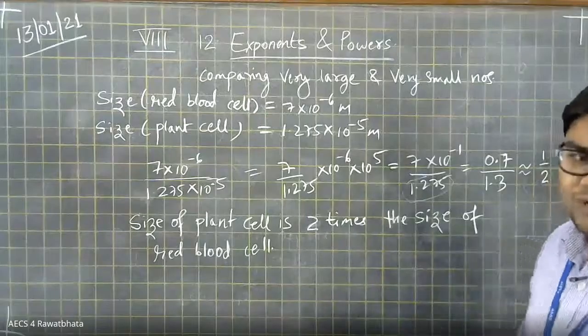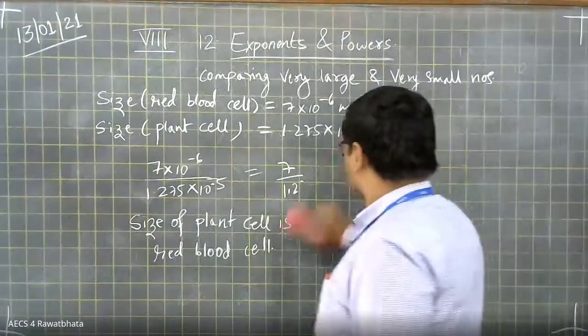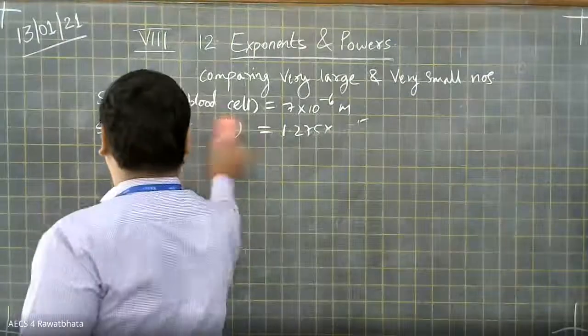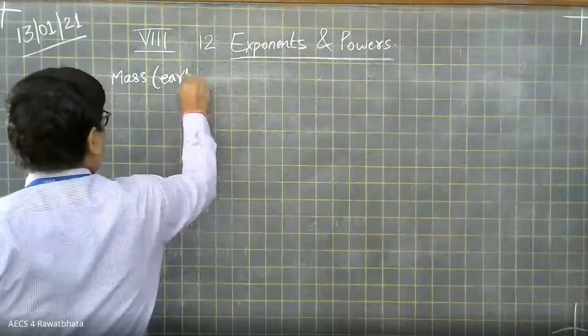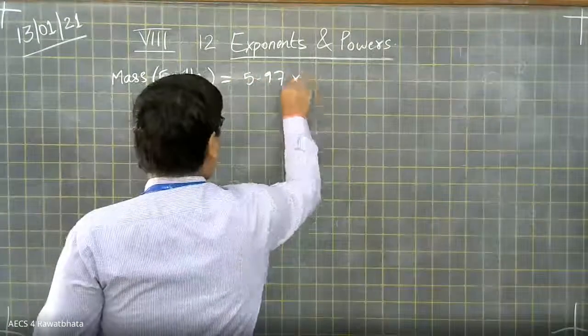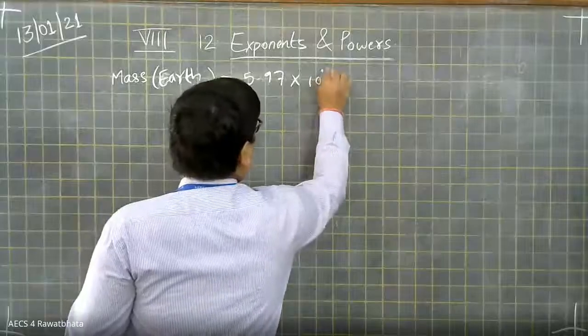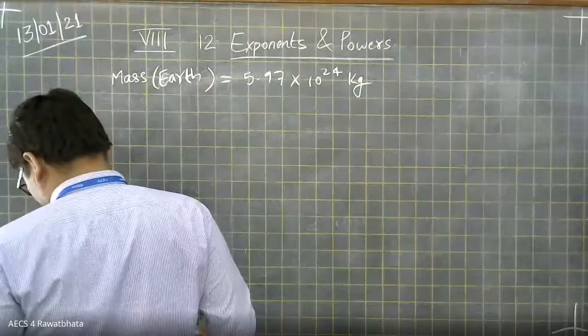Now, one more example. Mass of Earth is 5.97 into 10 to the power 24 kg.